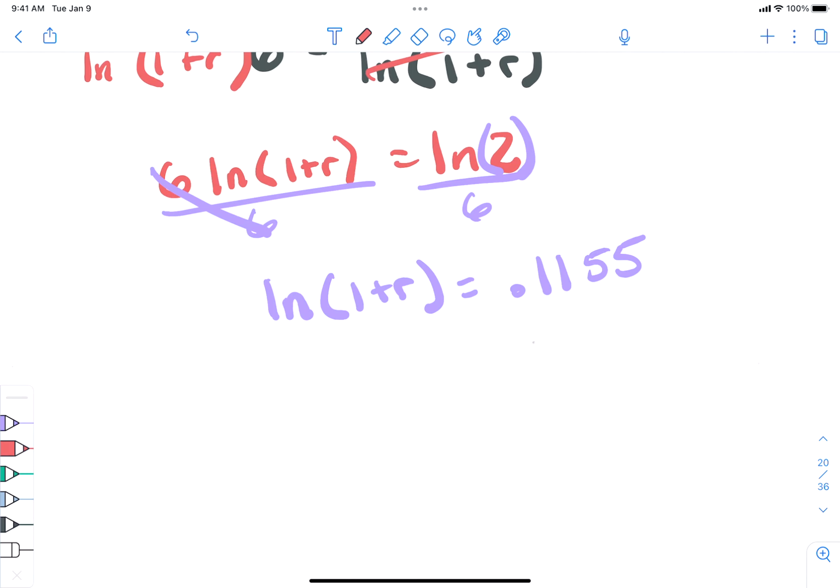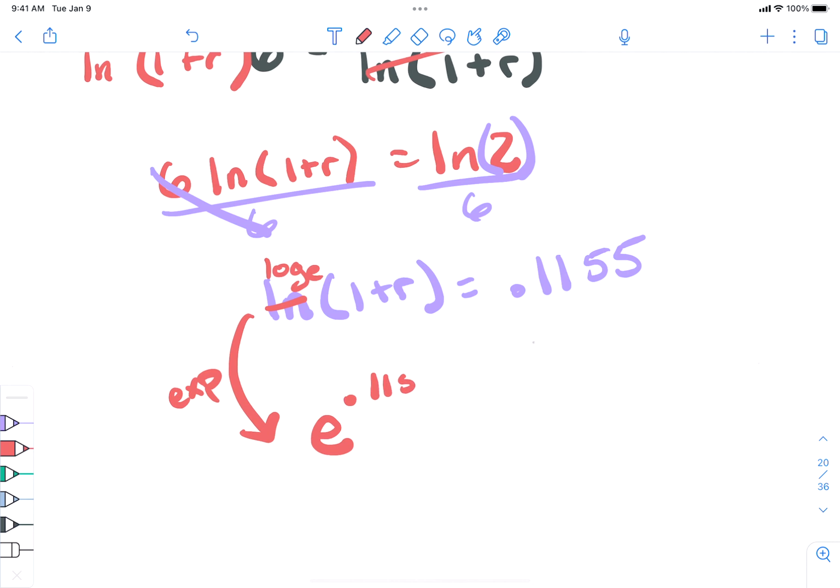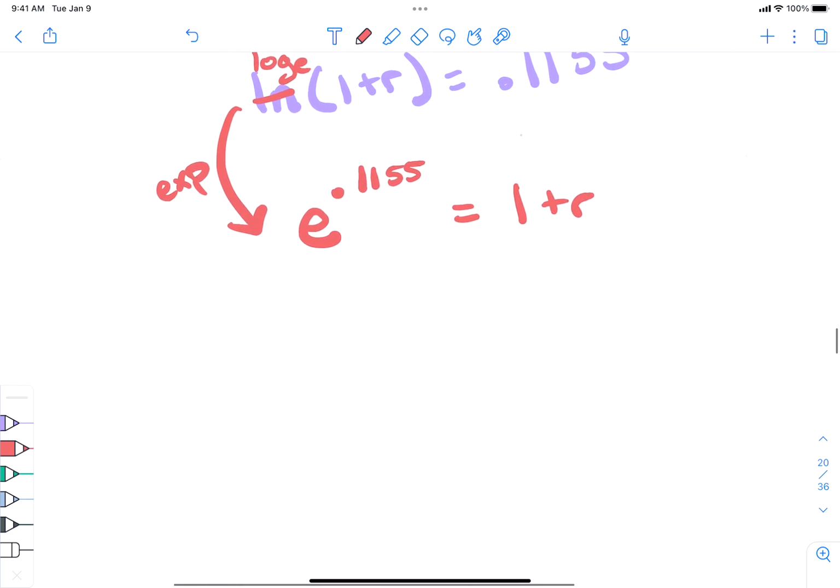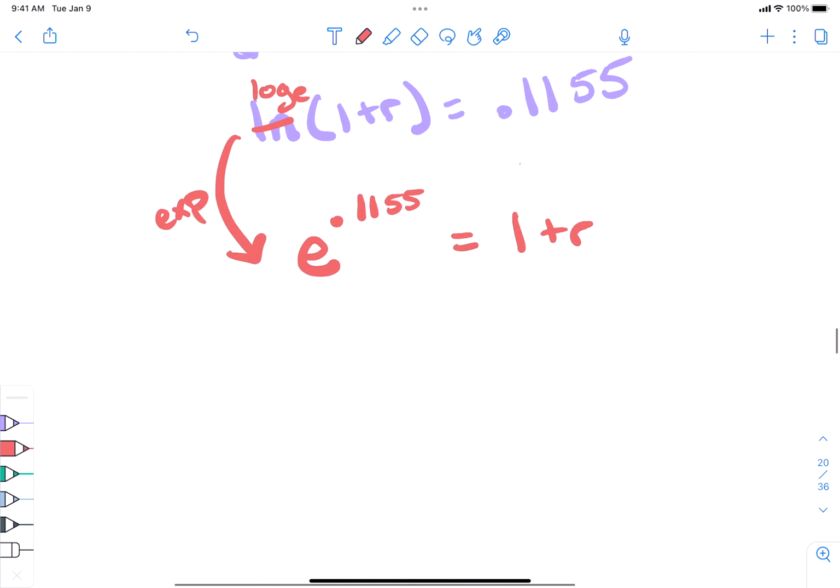How did we solve these in the first part of this chapter? Make it an exponential function. So this is log base e to start with, right? So e to the 0.1155 equals 1 plus R. Okay? All right, what is e to the 0.1155?